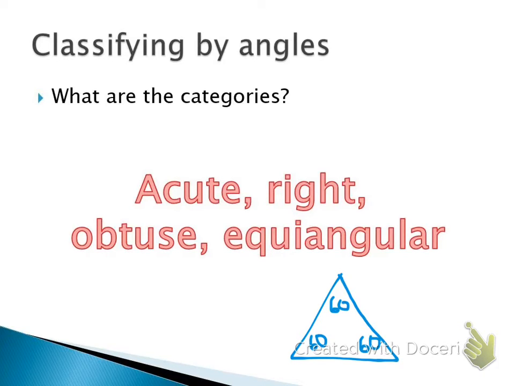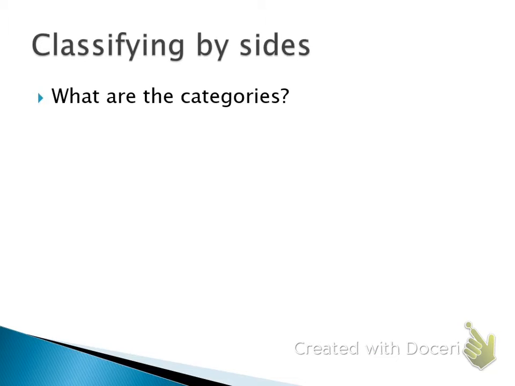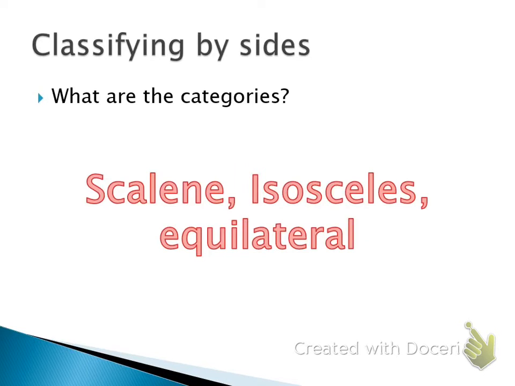Good. What about classifying by sides? How do we classify by sides? You've got isosceles, scalene, and equilateral. Lateral means line, so it means sides. So scalene has how many congruent sides? None. Isosceles has 2, and equilateral has all 3 of them.